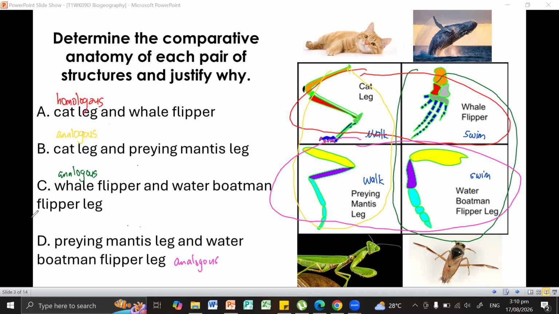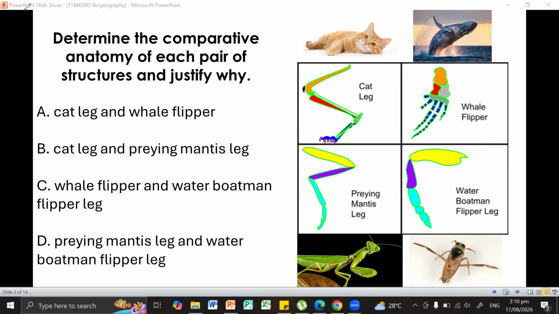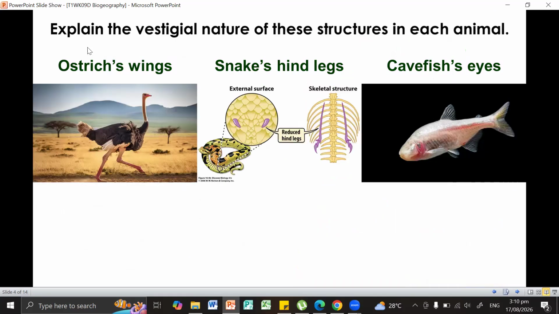All right, next part. We're done with both homologous and analogous structures. Let's tackle vestigial structures. When we say vestigial structures, these are structures that had significant functions during the organism's ancestors, but they have insignificant functions nowadays. So let's explain the vestigial nature of these structures in each animal. Let's start with ostrich's wings.